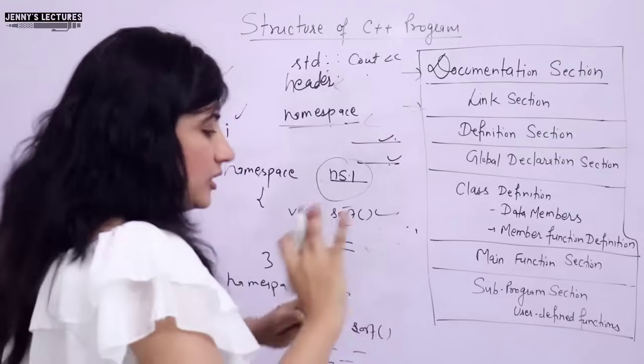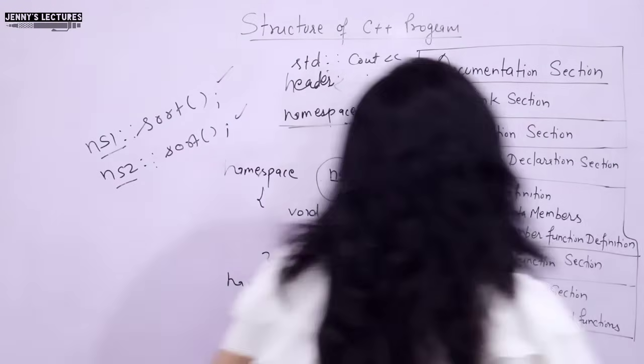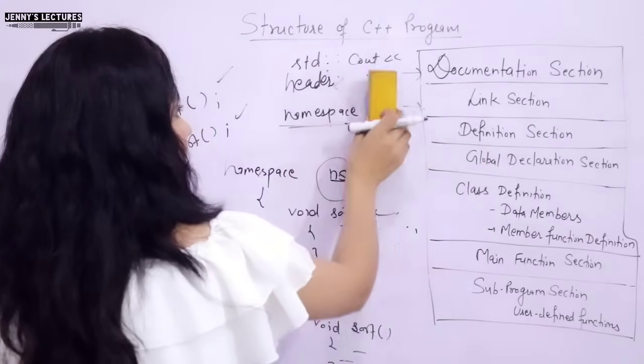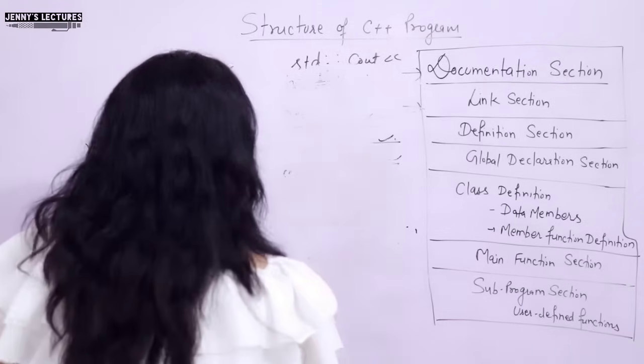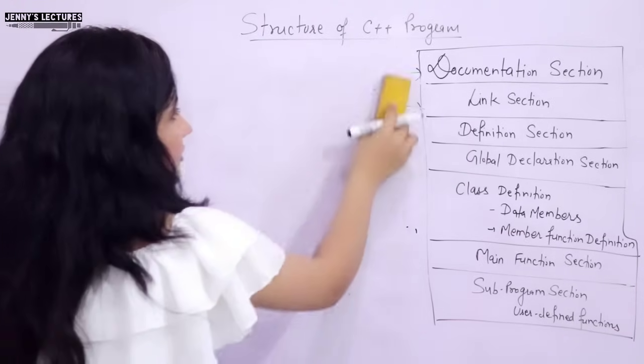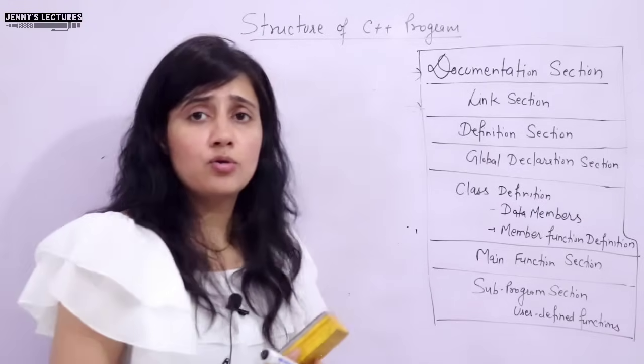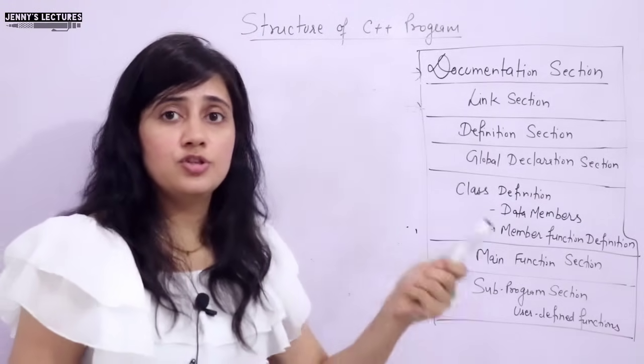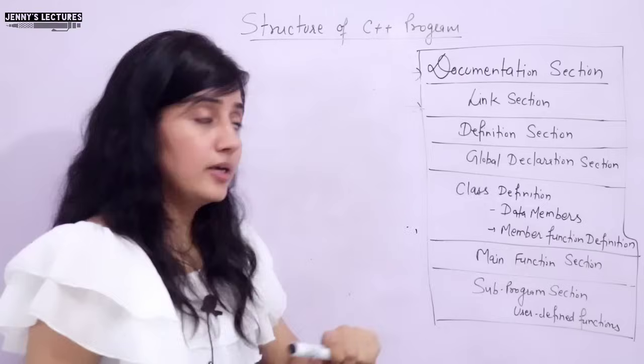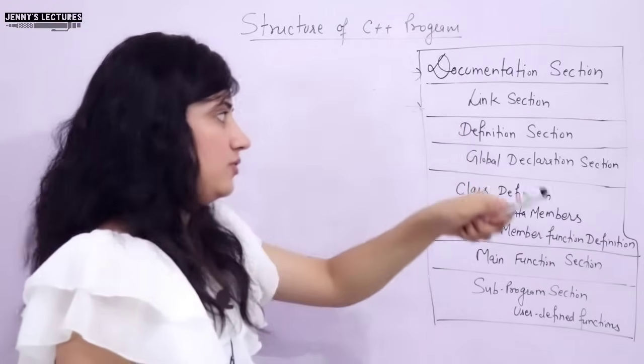In detail we will see the namespaces concept in a separate video. So in the link section we have headers and namespaces. That is all about this link section. Then in the definition section we have macro definitions, hash define, these kind of things you can take. This is the same as in C.